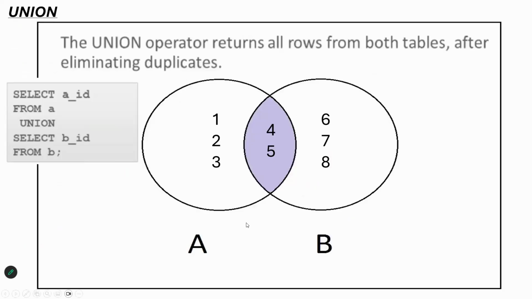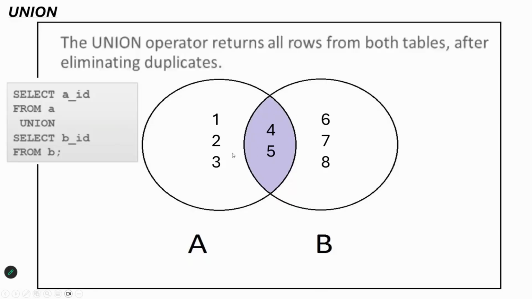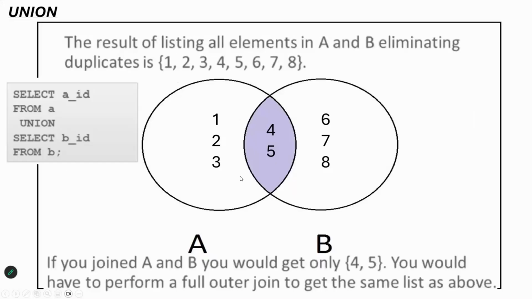Okay, let's try this again. Union: select from, union, select from. The return from a union in this scenario will be the result listing all tables, eliminating duplicates. So it's going to return 1 through 8: 1, 2, 3, 4, 5, 6, 7, 8. That's your union. It will eliminate duplicates.